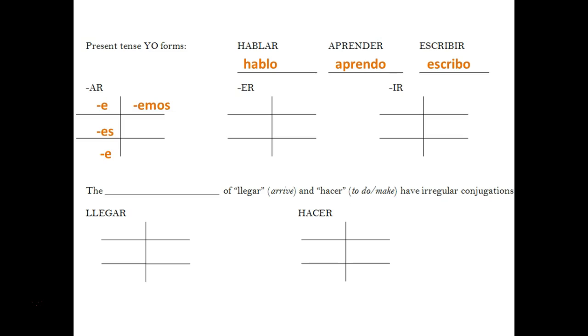e, es, e, emos, and en. When you conjugate hablar, you say in the subjunctive, hable, hables, hable, hablemos, y hablen. For aprender, the verb ending in er, we have aprenda, aprendas, aprenda, aprendamos, and aprendan. Escribir is escriba, escribas, escriba, escribamos, and escriban.